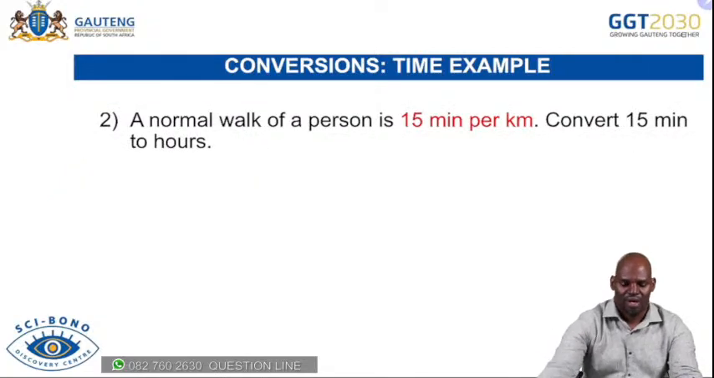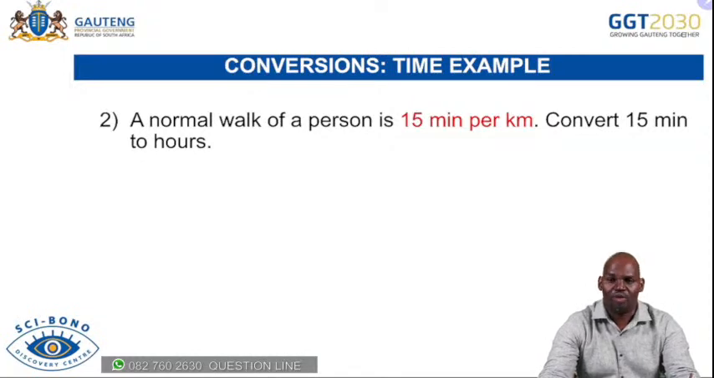Okay. Number 2 is a normal walk of a person is 15 minutes per kilometer. So 15 minutes per kilometer. In other words, over a distance of 1 kilometer, a person will take 15 minutes. Okay, and then they say convert 15 minutes to hours.